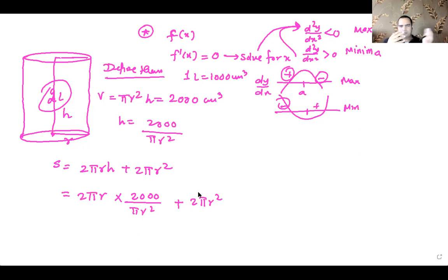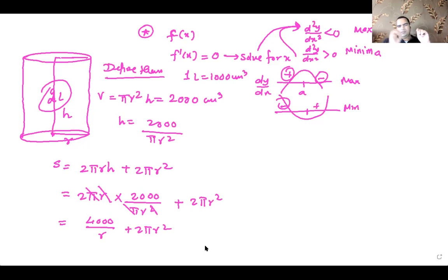So generally it is easier to get in terms of height, because if you write down radius in terms of height, it becomes a square root function. So by doing so, we got the surface area function in one variable. So radius and radius cancel, this pi and pi cancel. So you get 4000 over r plus 2 pi r squared.